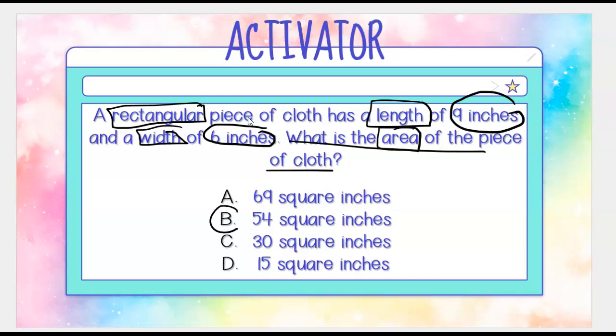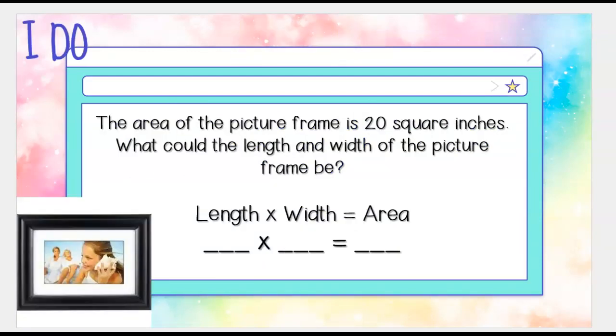Did you get B, 54 square inches? You should have done 9 inches times 6 inches, and that gives you 54 square inches. Okay, let's take a look at our I do.